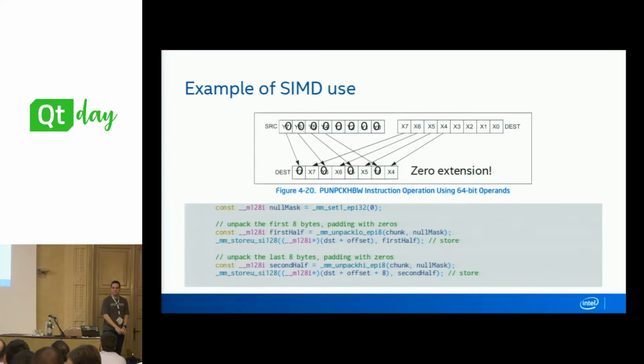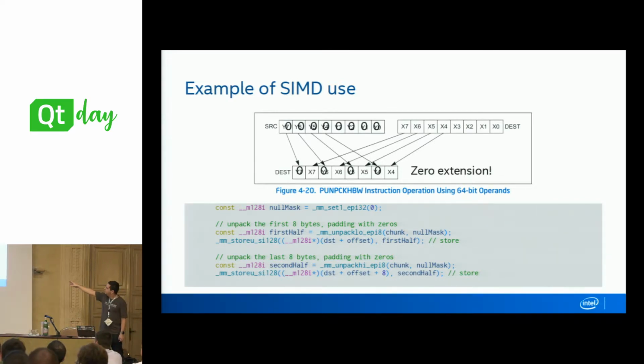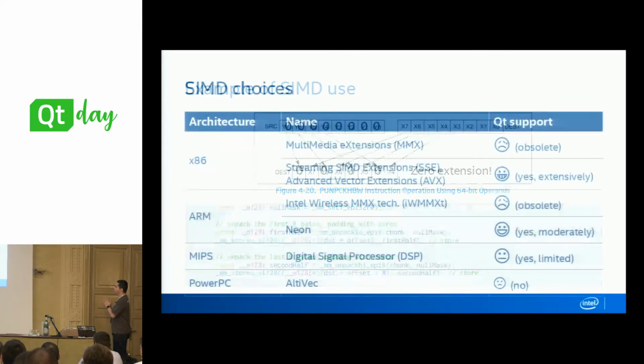That's it, right? So this code that you're seeing here expands to assembly that reads, I believe, 16 characters, 16 bytes, and writes 32 bytes, so 16 QChars. 2 instructions, or 3 instructions because it's saving. So this is what SIMD does. Single instruction, multiple data.